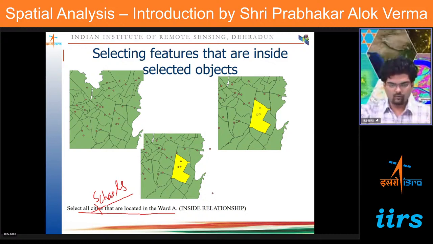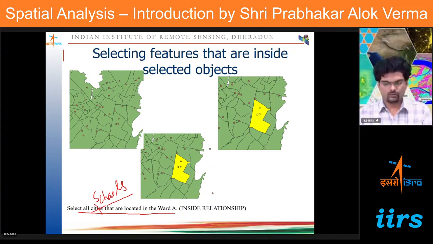So first of all, ward A needs to be selected from all these wards. If you know specifically where ward A is, then you can simply go to the location and select it using the interactive selection method, meaning just using a mouse click. But there can be situations where you do not know where the ward is. In that case, the attribute query needs to be applied over the ward attribute table or ward names. So using that query, the ward will get selected.